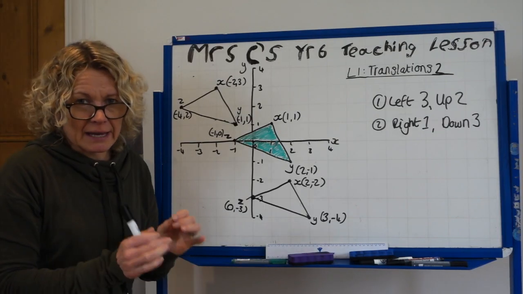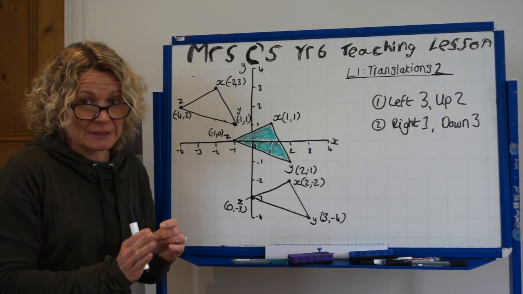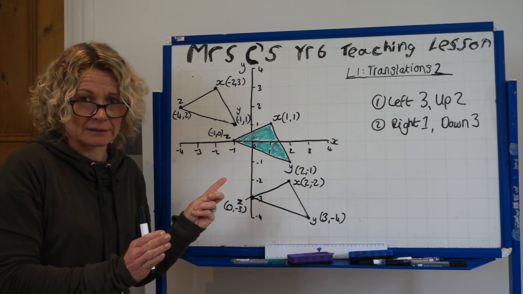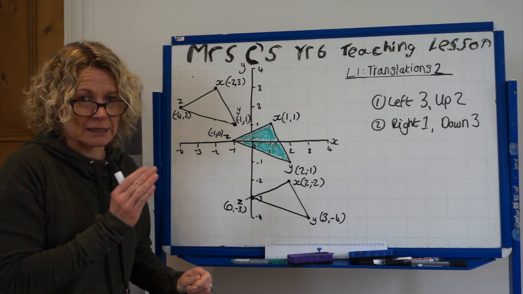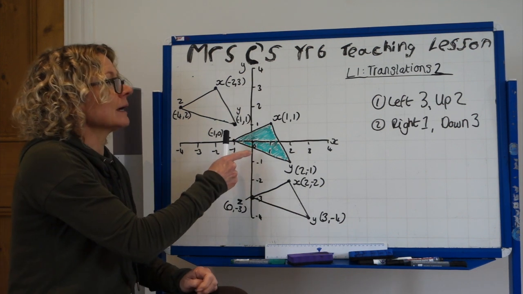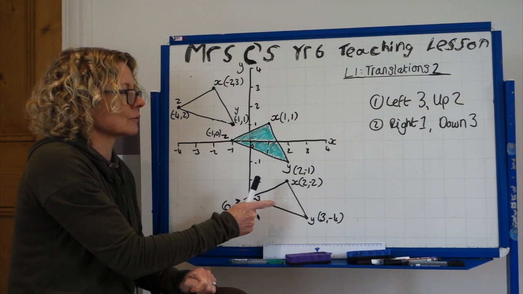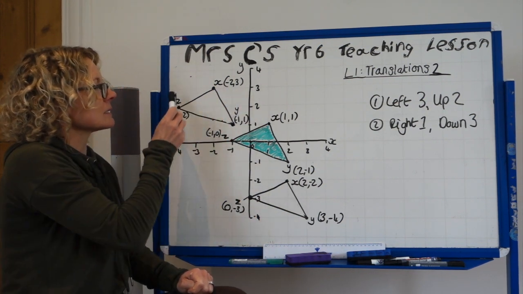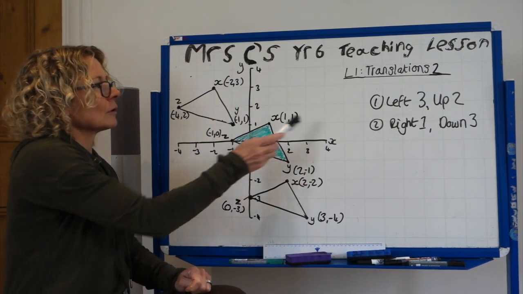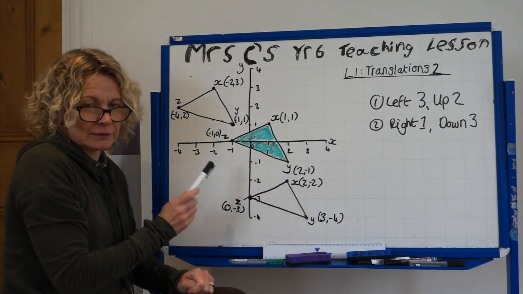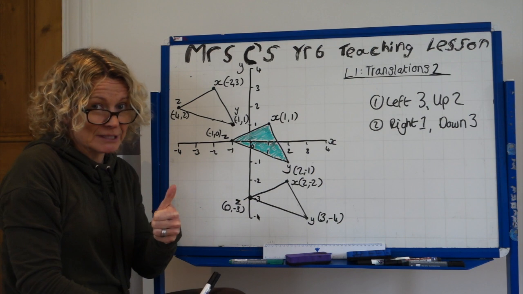So here are the answers to yesterday's translations 2 lesson. You slid that green triangle left 3 and up 2, and then right 1 and down 3. So these are the coordinates for number 1. And these are the coordinates for number 2, and that's how it should have looked. I hope you did all right.